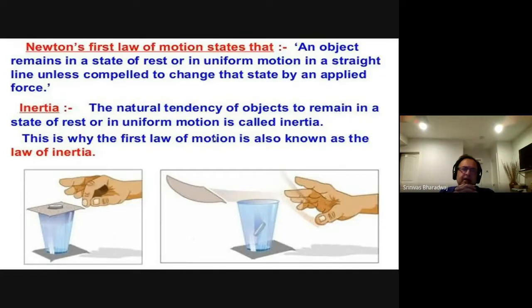But in the ideal world of Newton's laws, if there is no force, something in uniform motion, that is something with a velocity with no force acting on it, will keep moving with that same velocity forever.